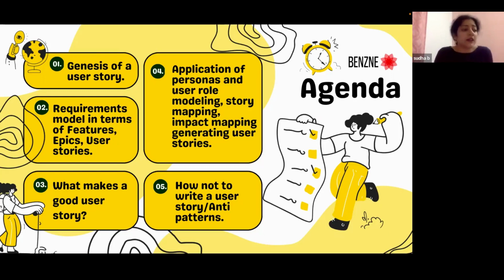We'll talk about how to generate user stories using a few techniques. The techniques that we are targeting today are user role modeling. We'll look into personas. We'll talk about story mapping. We'll talk about how to do impact mapping to generate better user stories. So that will be the crux of today's session. And from there, we'll move on to the anti-patterns that we typically find while we write user stories. So these are the topics that will be covered in today's session.